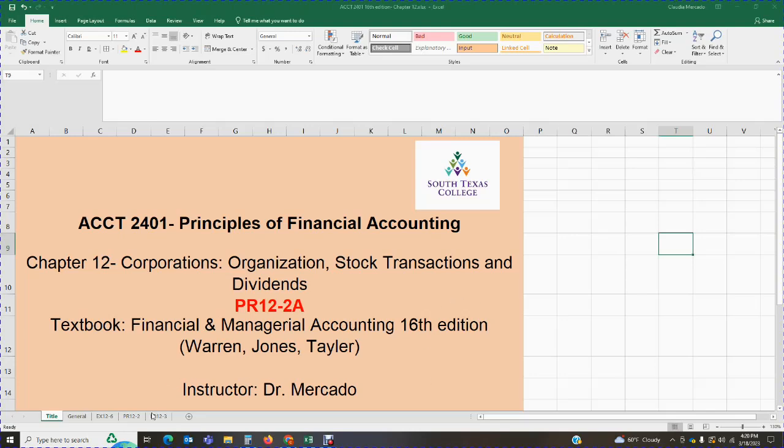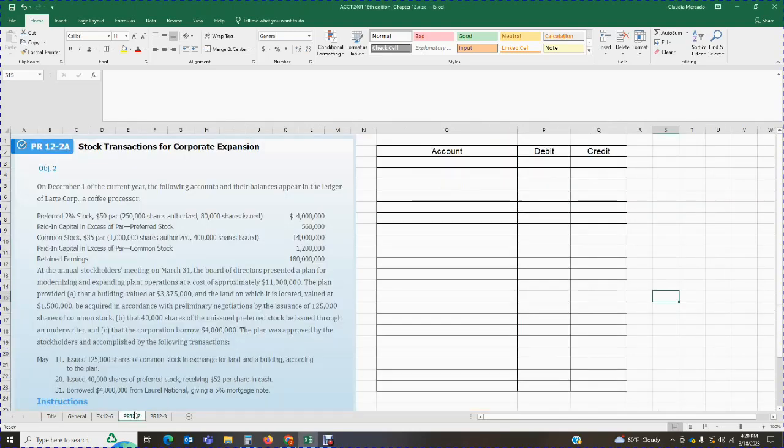Okay, so by now, all of you should have already read the chapter. If you have not done so, please read before you attempt any of your assignments, because if not, you're going to be completely lost. Okay. Now, problem 12-2A deals with stock transactions for corporate expansion.